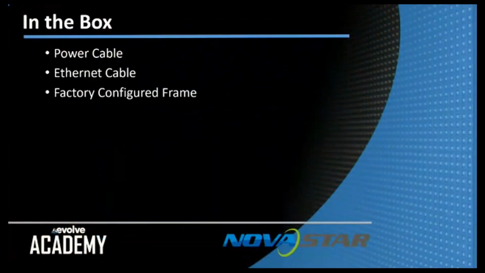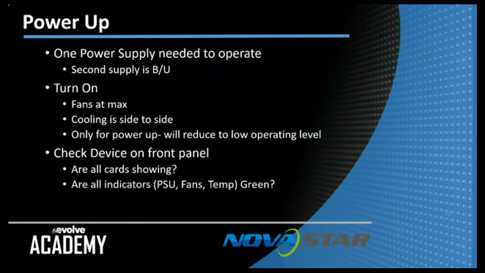Here's the multi-viewer. Coming in the box, you get a power cable, an Ethernet cable, and a factory configured frame. There is, for installers, a second power supply available as a backup. They are hot swappable. They slide right out of the back. The H2 does not support the hot swap backup power supply. When you turn it on, fans come up to max power, and then they drop down to normal operating.